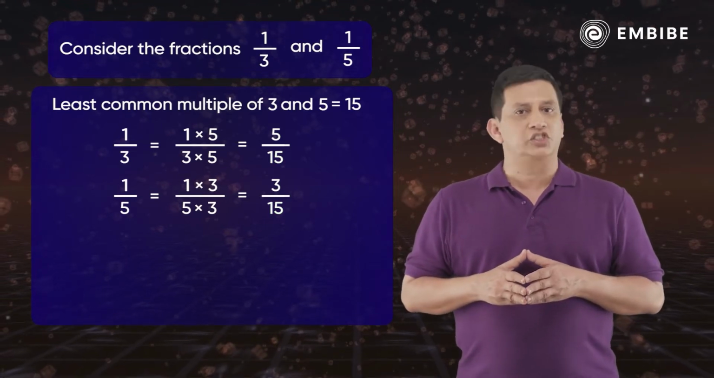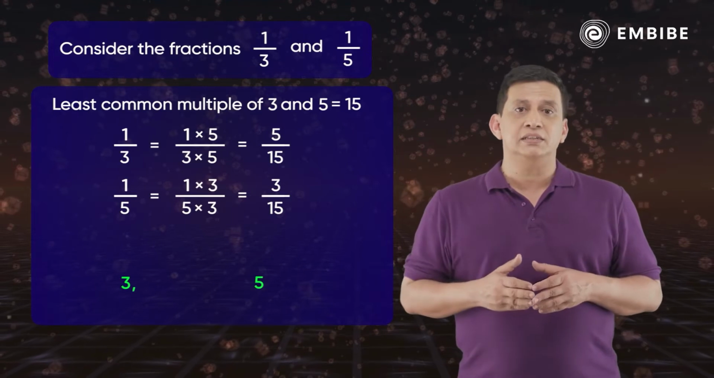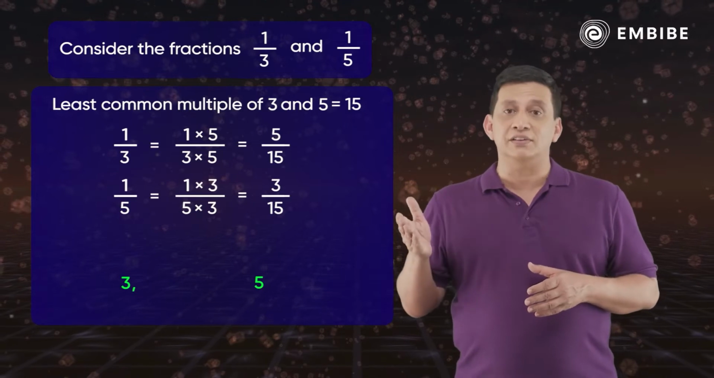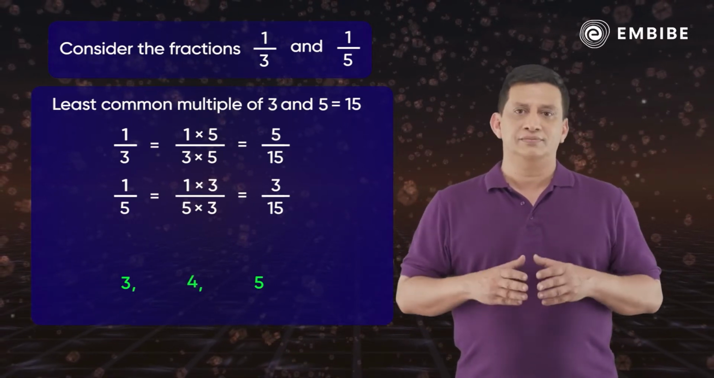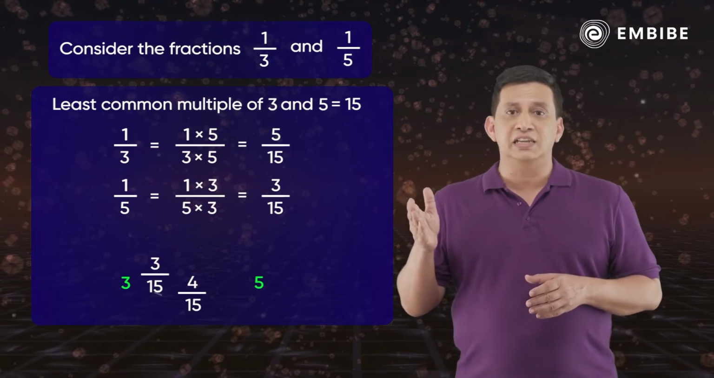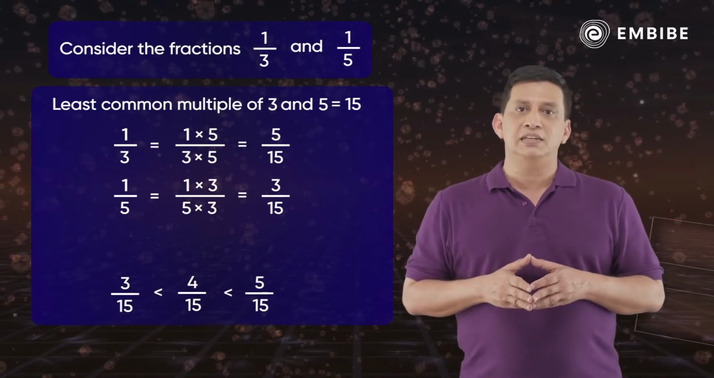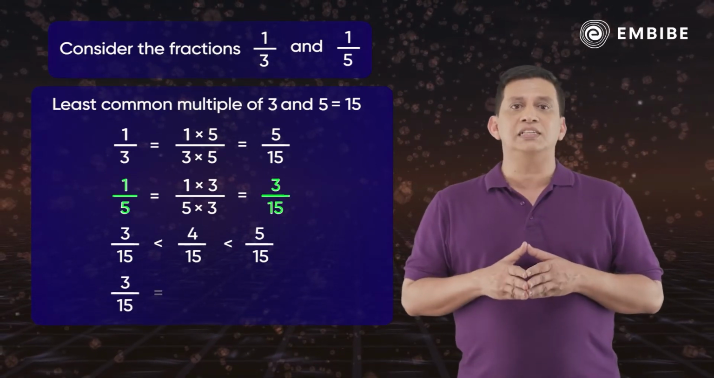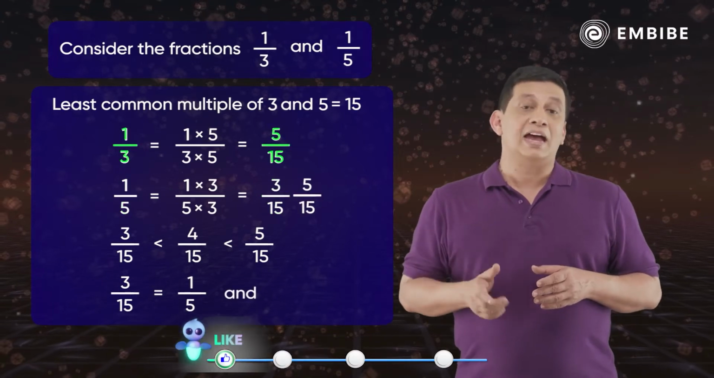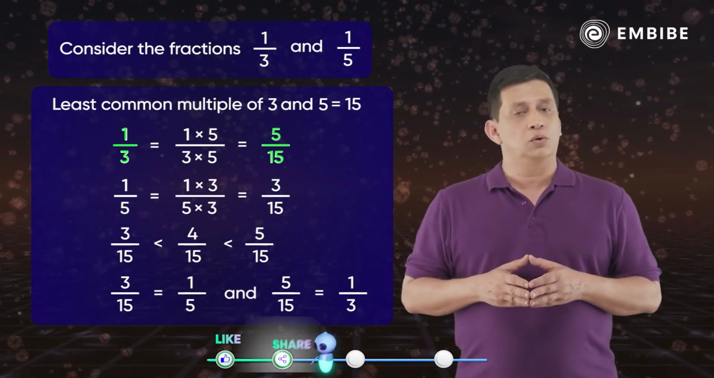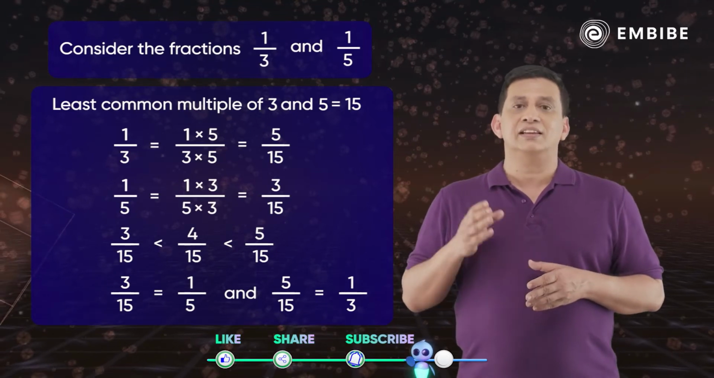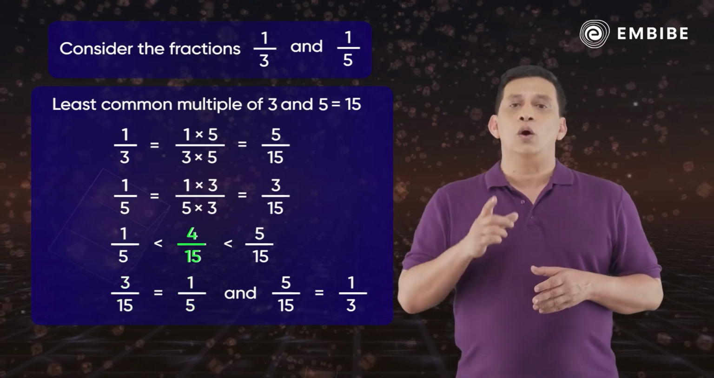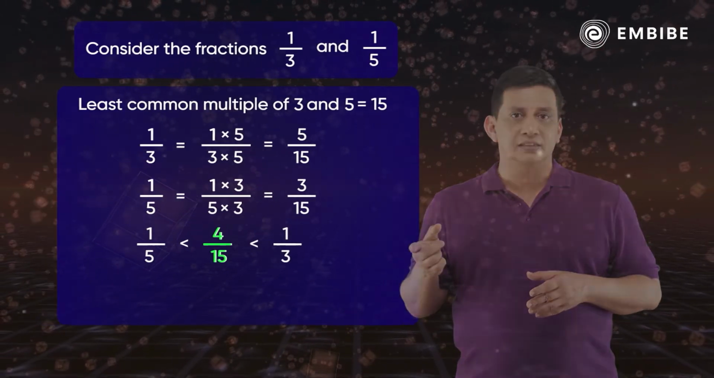As the denominators are the same, the bigger the numerator, the bigger the number. Which integer comes between 3 and 5? The answer is 4. So 4 by 15 lies between 3 by 15 and 5 by 15. But we have already seen that 3 by 15 is equal to 1 by 5 and 5 by 15 is equal to 1 by 3. That is, the rational number 4 by 15 lies between the rational numbers 1 by 5 and 1 by 3.